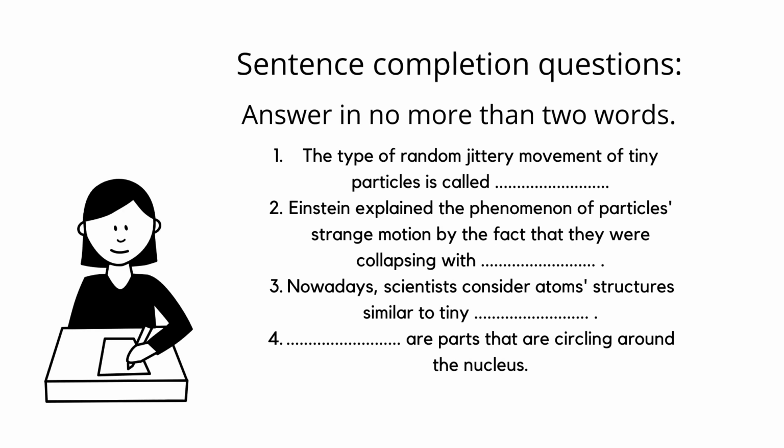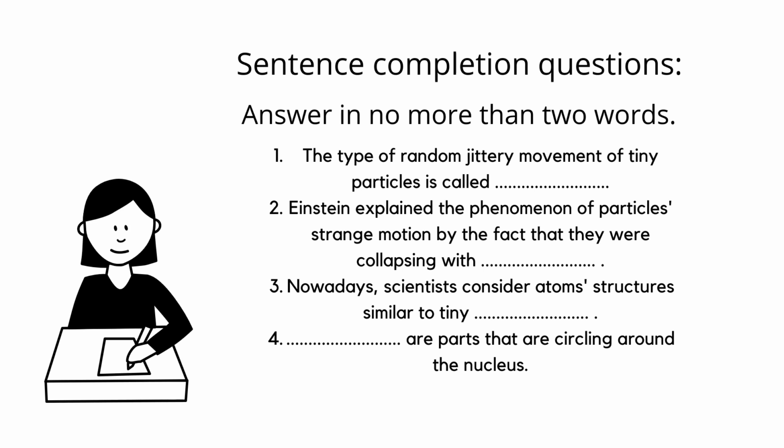Now, let us discuss the answers. Firstly, we'll be seeing what the sentence is. The type of random jitter movement of tiny particles is called... Then we are being given a blank.